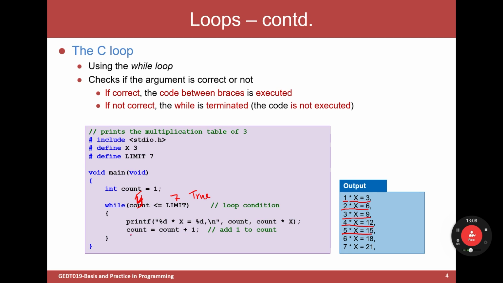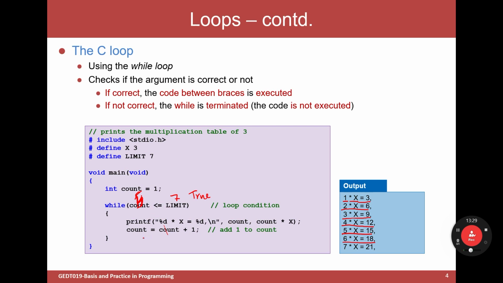And then now count became 6. So 6, okay, let's continue, almost finished. So 6 is less than 7? Yes, 6 is less than 7. So in this case, it will be 6 times x equal 18. So this one will print this one.